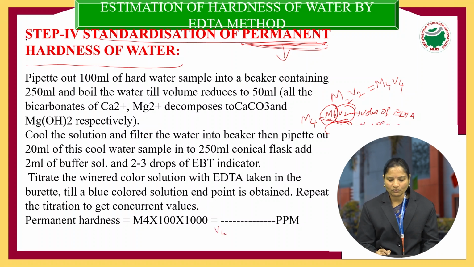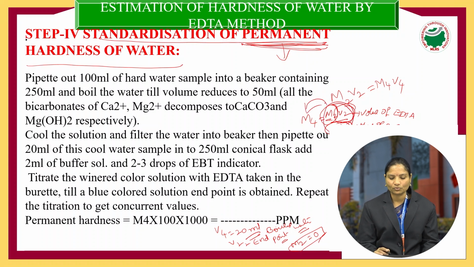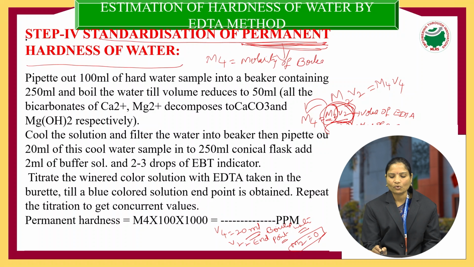So for the volume of the boiled water V4, we take 20 ml boiled water in our conical flask. So 20 ml boiled water is the V4 value, and V2 is the end point of our burette reading. Then M2 we already know from the earlier step, if it is 0.01 or whatever reading we get, then you should write that M2 value. All the values we substitute in our formula, then we find out M4. M4 is the molarity of boiled water.